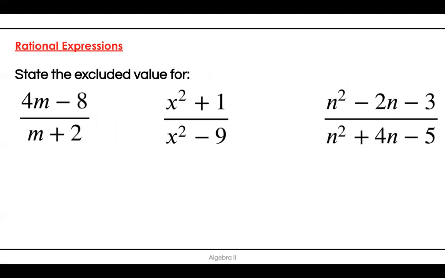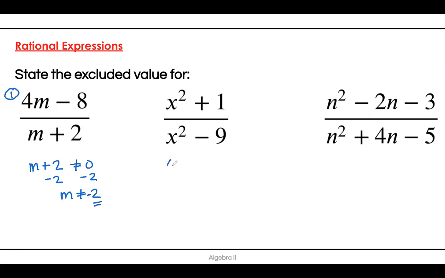So state the excluded values for these rational expressions. Okay, so in this first one, we know that the denominator cannot equal 0, so m plus 2 can't be 0. I'm going to subtract 2 from both sides. So m cannot be negative 2. So my excluded value is negative 2.